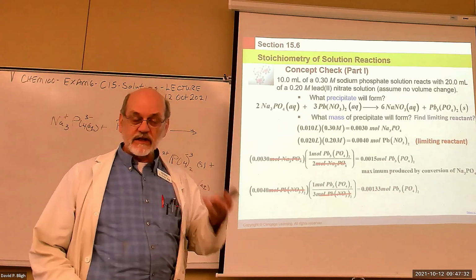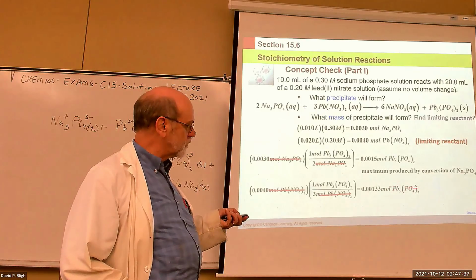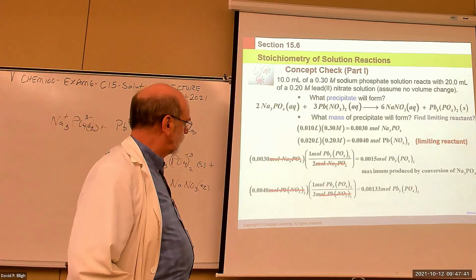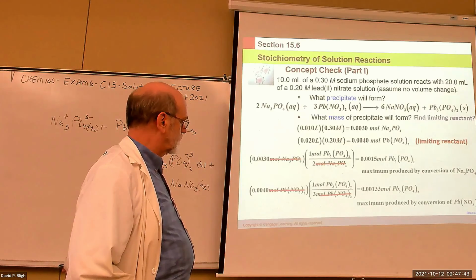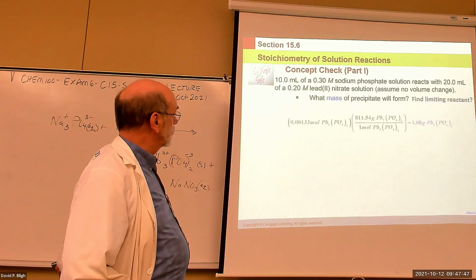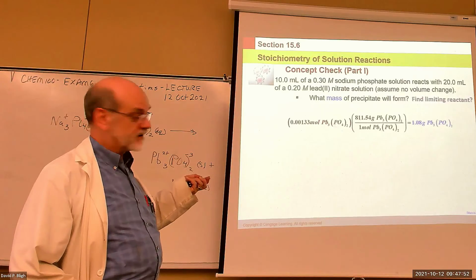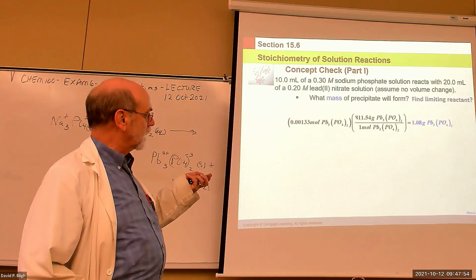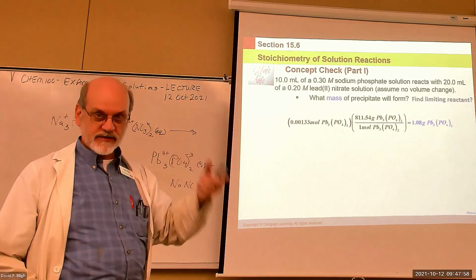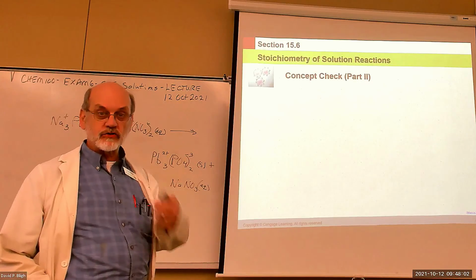So now we just need to convert that to mass. Use the molar mass of lead 2 phosphate. Here we go. There we go. We take the limiting reactant and what it forms and convert that to 1.08 grams of the precipitate. That's stoichiometry of solutions.